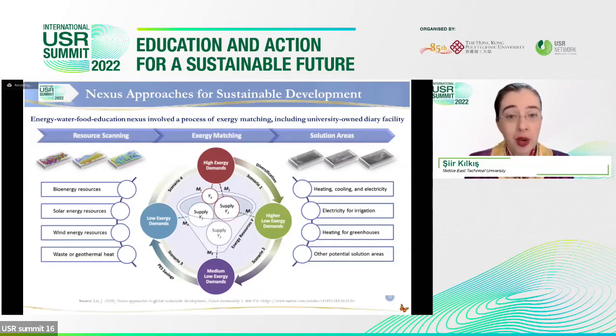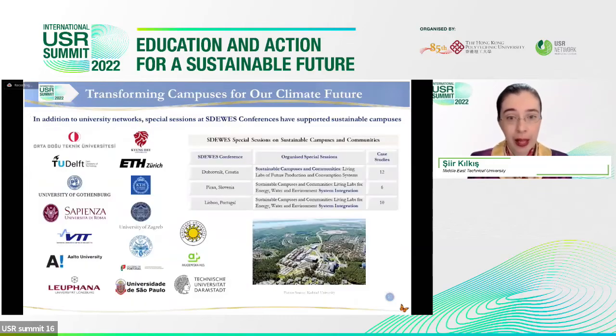So whatever the university has, we're trying to do an exergy matching across the campus to bring the university to climate neutrality. And one of our universities had a university-owned dairy farm, and bioenergy was proposed to be utilized to support the campus energy demands.